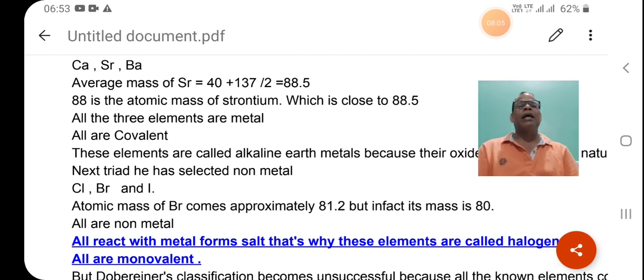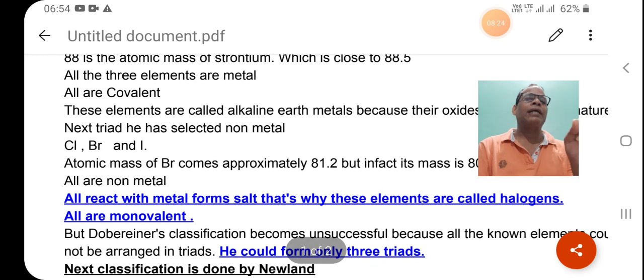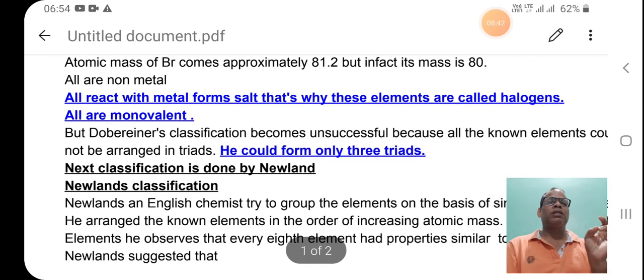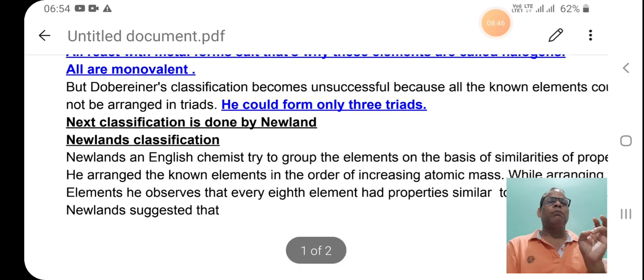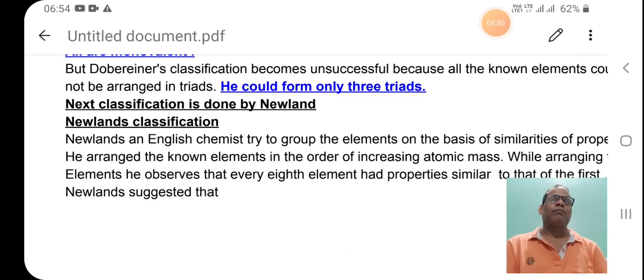Now regarding the properties of these elements, first of all these are non-metals. All react with metals and form salts. That's why they are called halogens. Halo means salt, gen means producer. So these elements have the ability to form salt. The halogens are fluorine, chlorine, bromine, iodine, astatine. And all are monovalent, their valency is 1.